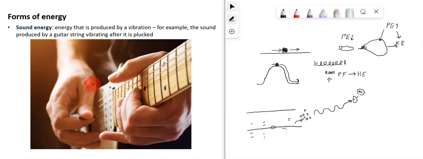So again, that is sound energy. So energy is produced by vibration. For example, the sound produced by a guitar string after it's been plucked. Okay, so you have kinetic energy, energy of an object because it's moving. You have potential energy, which is the spring, for example, and the balloon and the object on top of a hill. And then we have sound energy, which is just vibrational energy that moves through the air as sound waves.